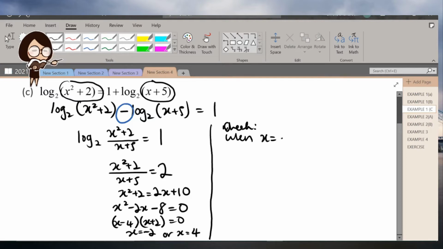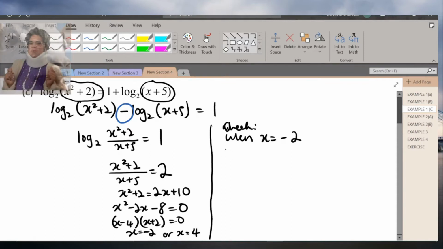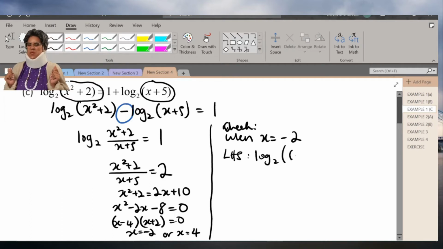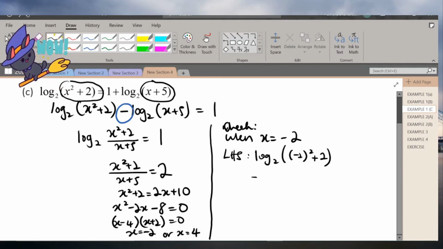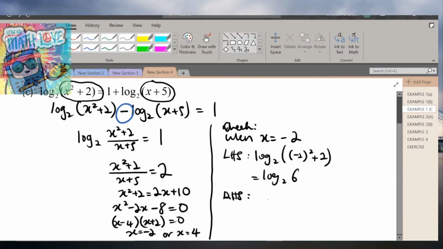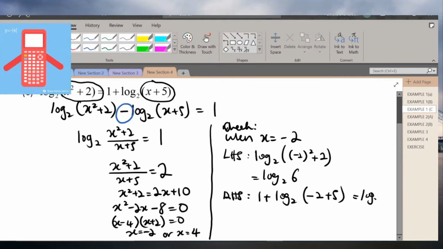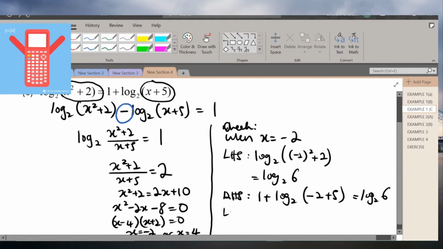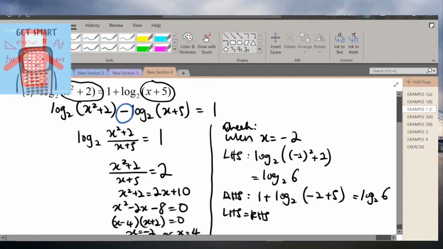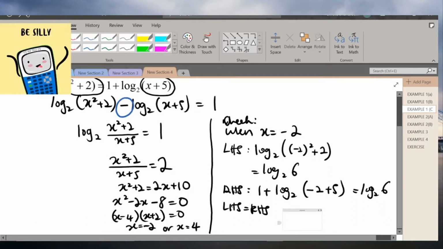When x is equal to negative 2, the left hand side will be log base 2 of negative 2 squared plus 2, and this will be log base 2 of 6. For the right hand side, we will get 1 plus log base 2 of negative 2 plus 5, and this will be log base 2 of 6. That means the left hand side is equals to the right hand side. Okay, what about for x equals to 4?